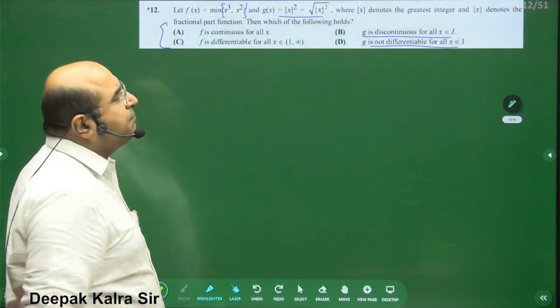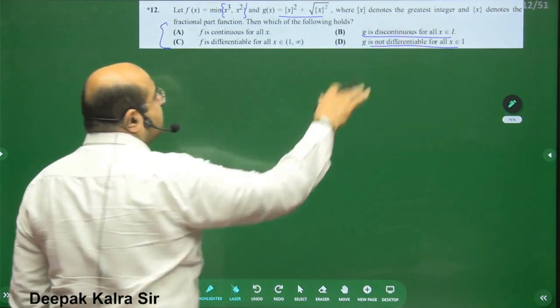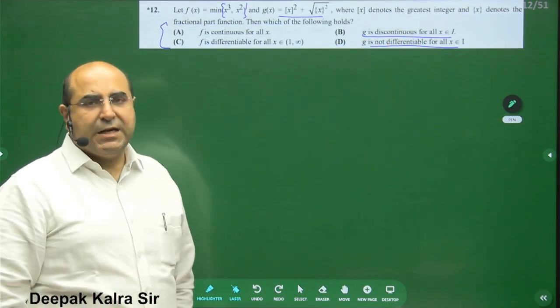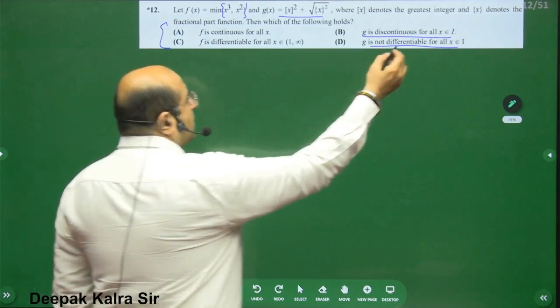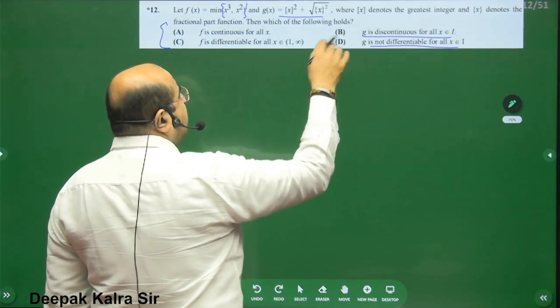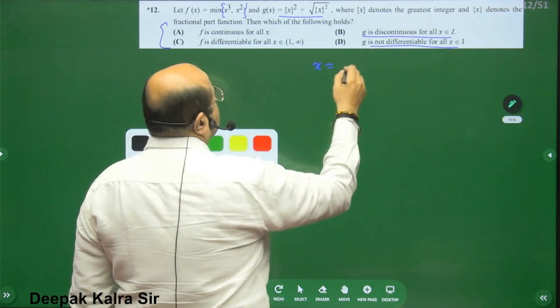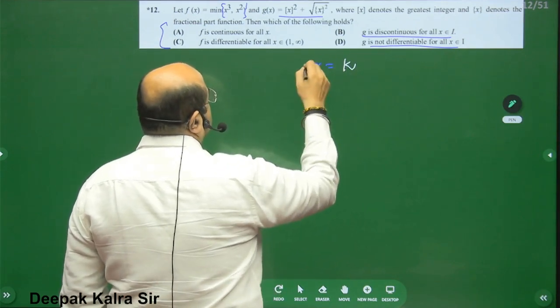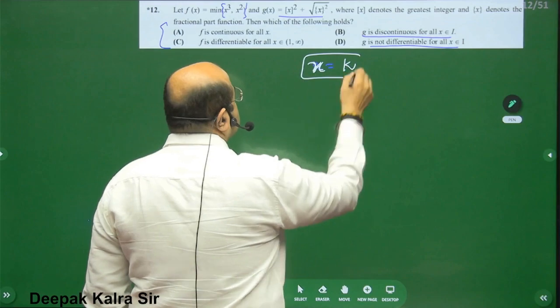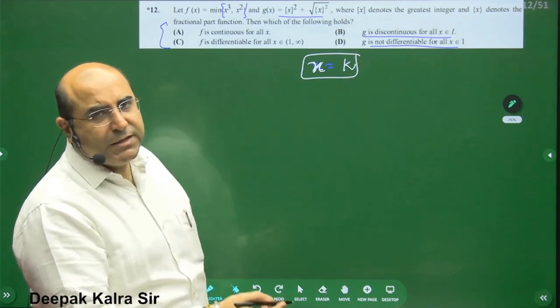If we see B, G is discontinuous for all integers, it is saying like that. So we take up, if it is continuous at x equal to some integer, let us say k. Let us suppose x equal to k is an integer.